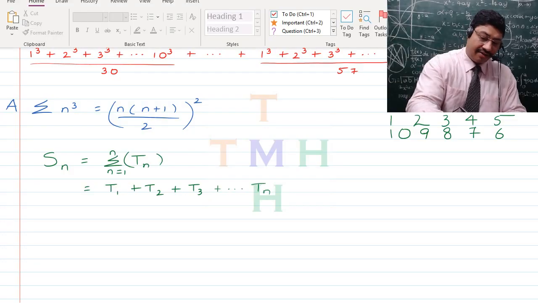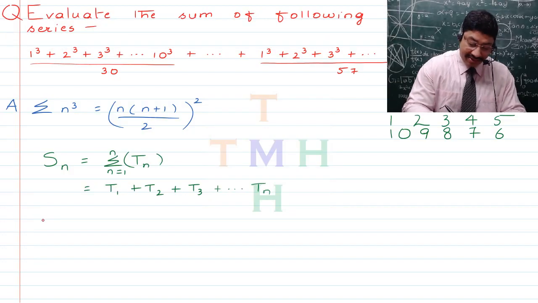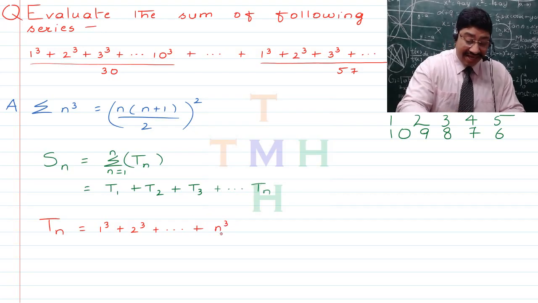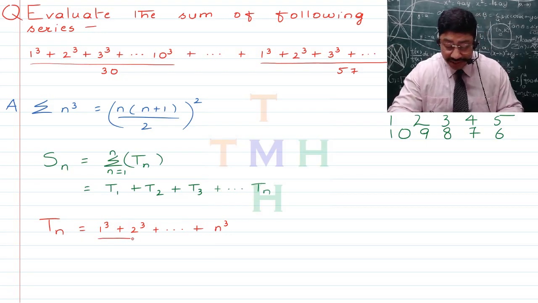Now children, if you talk about the nth term of this series, we can write the nth term as, say, Tn, which is going to be starting from 1 cube, going to 2 cube, and all of that is going to continue up to n cube, as we're talking about the nth term. In the 10th term, remember, it was up to 10 cube. So obviously in the nth term it will be up to n cube, and what is going to become the denominator?